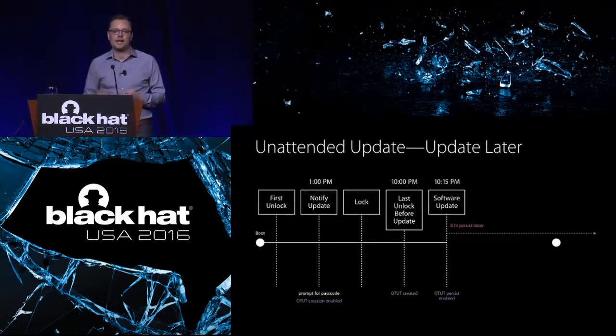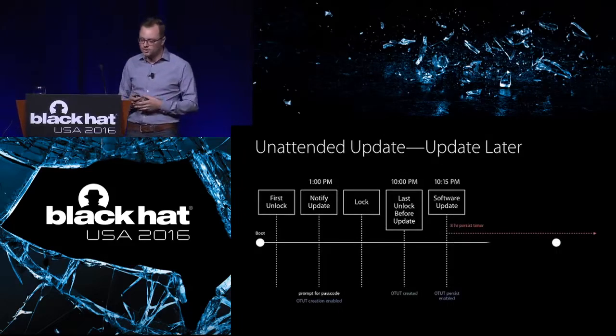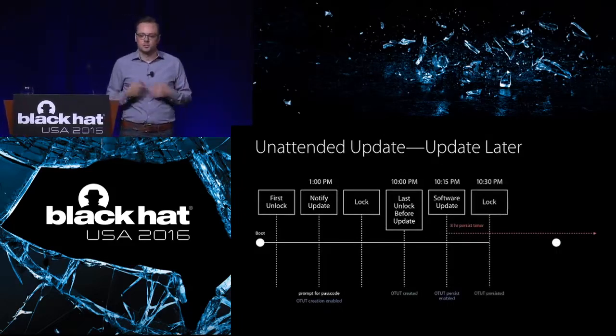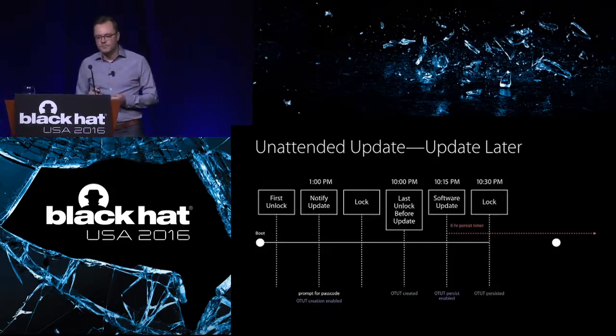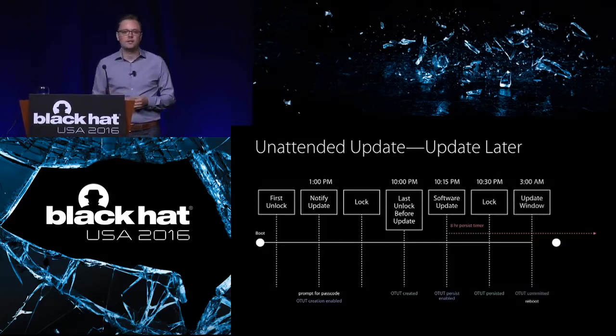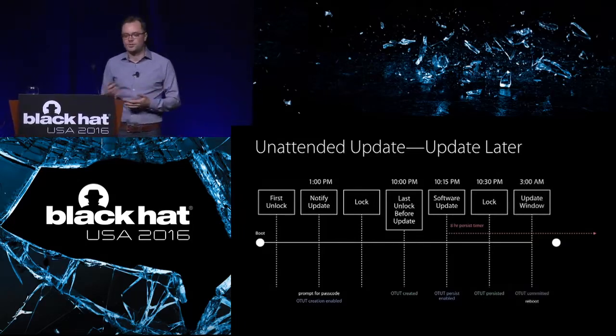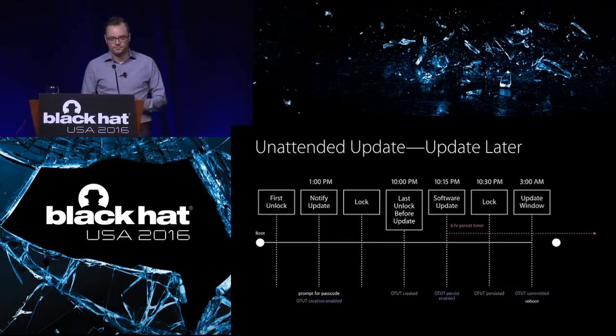And it'll also start an 8-hour timer. If an OTUT is not used for 8 hours, it'll be destroyed. And the user, none the wiser, is continuing to use their device and will at some point lock it and probably go to bed. But at this point, we're persisting that OTUT, which means that when we hit the update window time, in this case, we guess that 3 a.m. is a good time, the software update can run on the device.